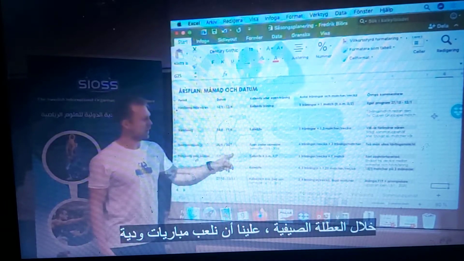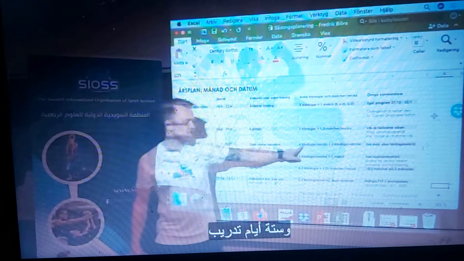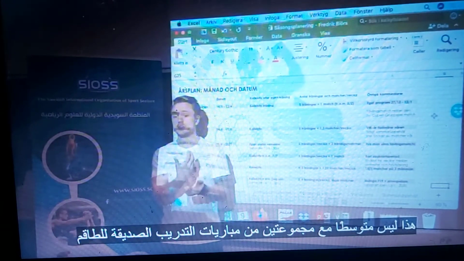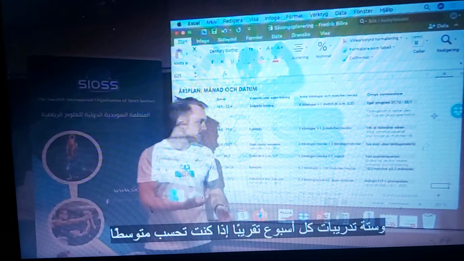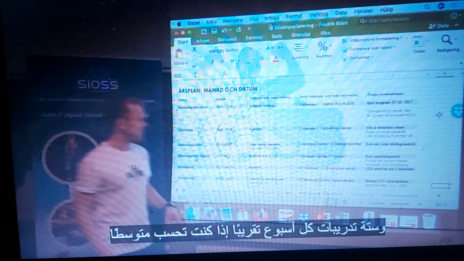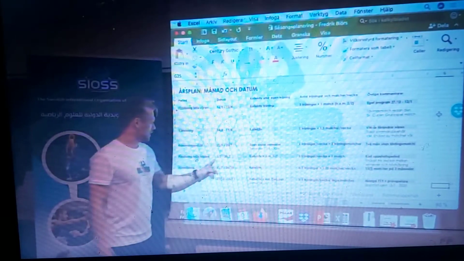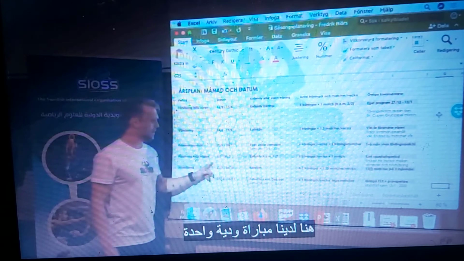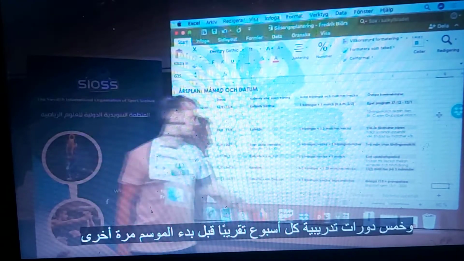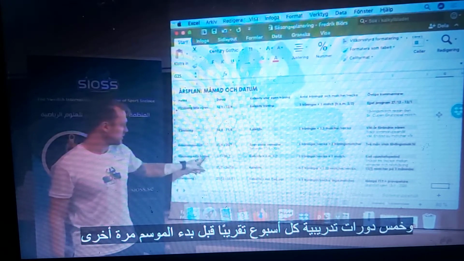Within the summer break, we have 2 friendly games and 6 trainings a week. This is not average. We have 2 friendly games total, and 6 trainings every week, almost, if you count on average. Here we have 1 friendly game and 5 trainings every week, approximately, before the season starts up again.